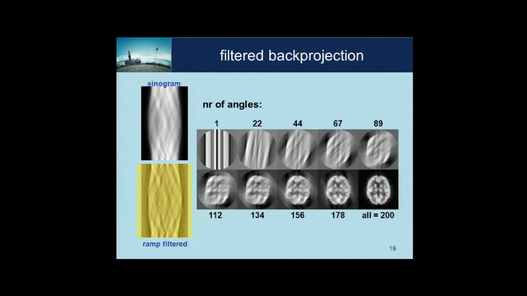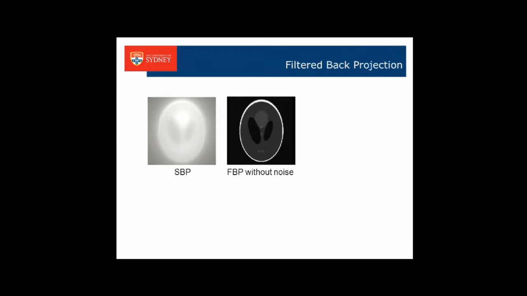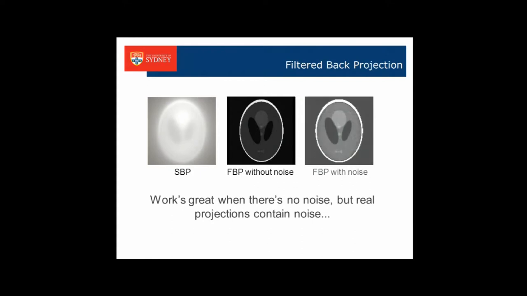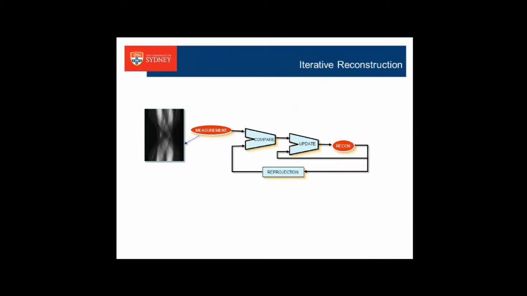Okay, so I talked about simple back projection, which is a starting point but gives us very blurry images. Filtered back projection works perfectly when there's no noise and when you have an infinite number of projections. But in practice, we actually have a lot of noise and we have discrete measurements. And so typically we get a lot of noise amplification in our images. So then we turn to iterative techniques. And this is the other class of reconstruction algorithms that are used quite frequently in both PET and SPECT.